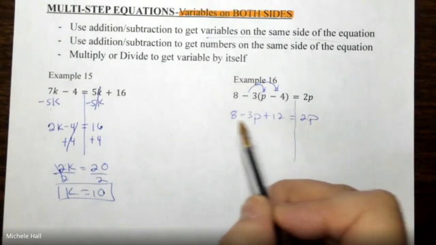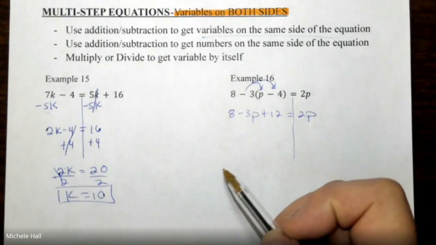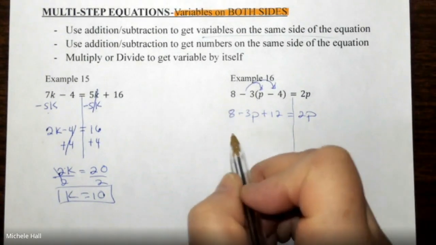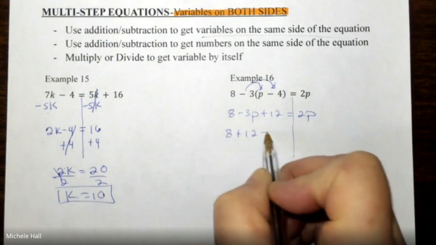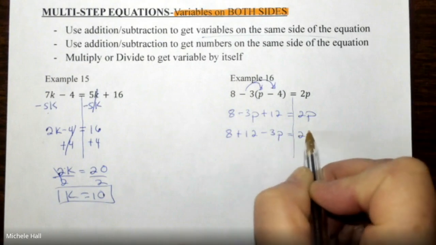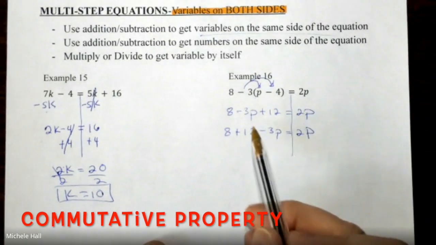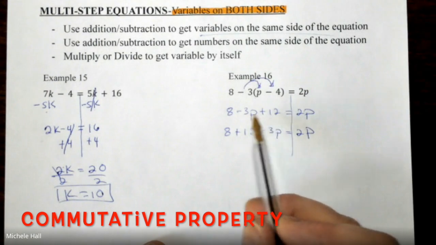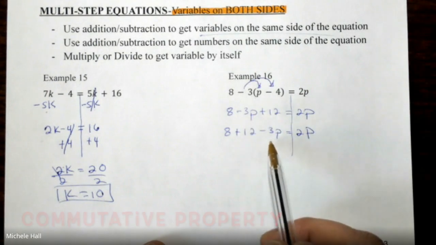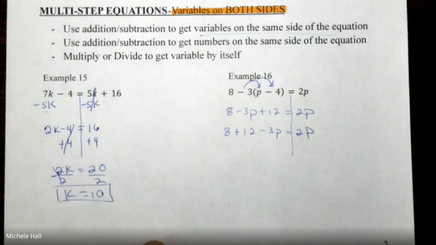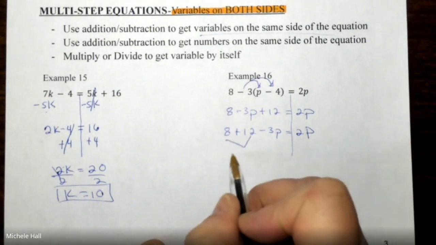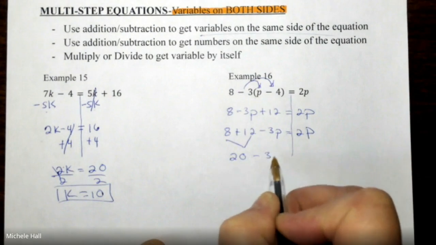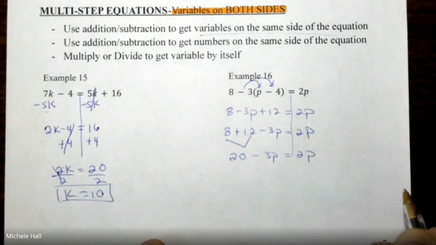Do I have any like terms on this side of the equation? I can put my like terms next to each other so I can see them better. I have a positive 12, negative 3p. I just use the commutative property to switch my 12 and negative 3p. I know that the commutative property says that I can move the order and it's okay. I have 8 plus 12. Those are like terms, which is 20 minus 3p equals 2p.